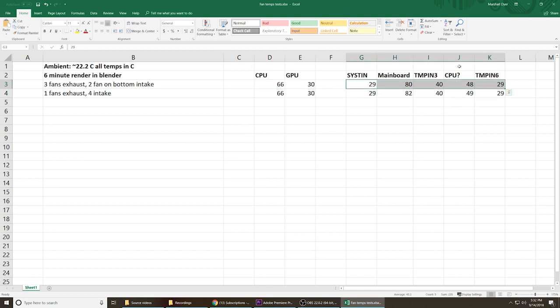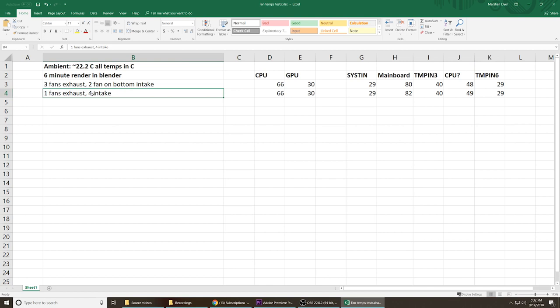I'm not sure exactly what they correspond to, but this is what they were called in Hardware Monitor: Sysdin, Mainboard, Tempin, CPU? Why that CPU is different from the actual CPU, I don't know. Maybe this sensor is just near the CPU. And then temp in 6. So not entirely sure what these are, but nonetheless there's some more temperature numbers as reported by the motherboard itself.